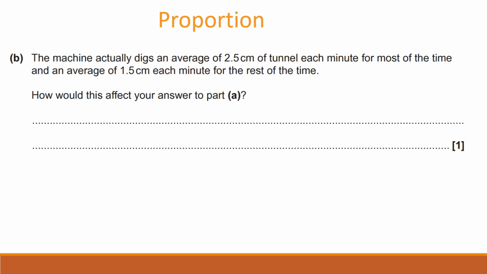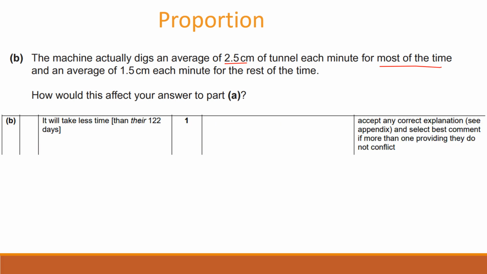So if you're digging more, you've got to think about what effect that is going to have on your answer. The 1.5, which is for the rest of the time, is slightly less, so we can ignore that time and deal with this 2.5, which is more because it is for most of the time. So overall, it's going to take less time than the 122 days.